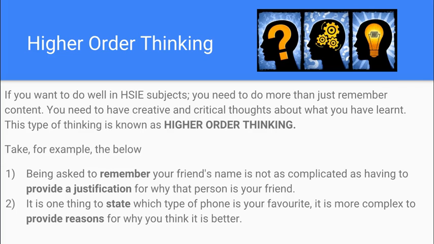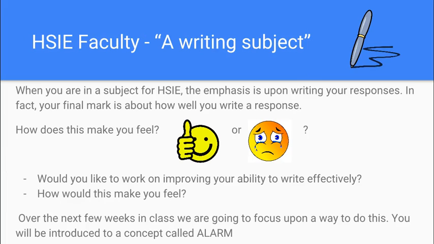The second example says that it's easy to state which type of phone is your favorite or which type of food is your favorite even, but it's much more difficult to be able to give reasons why that food or that phone is your favorite. And that's what we're going to try and help you to be able to do today, to move from lower order thinking to higher order thinking when required.